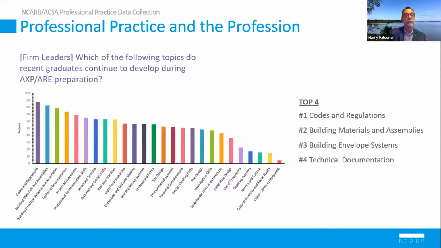Next one. And another question which we asked firm leaders, to find out again how it was working, what they were getting when they hired individuals. So we asked firm leaders, which of the following topics do recent graduates continue to develop during AXP and ARE preparation? And I don't think there's any surprise to see that the top four were codes and regulations, building materials and assemblies, building envelope systems, and technical documentation.